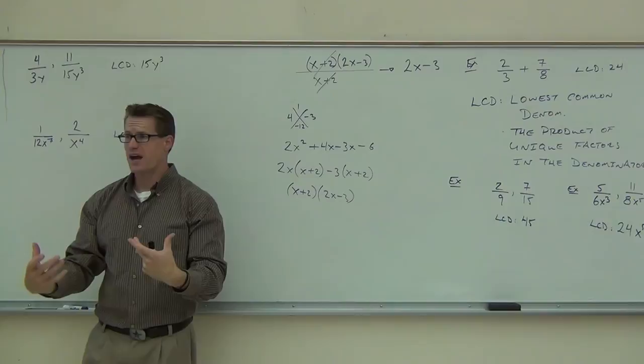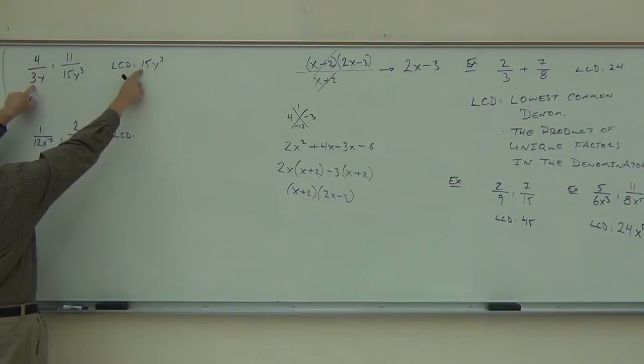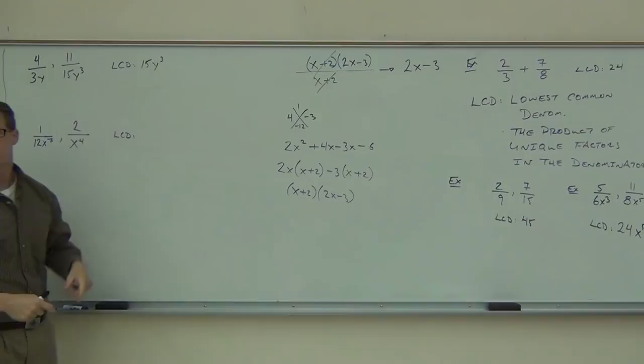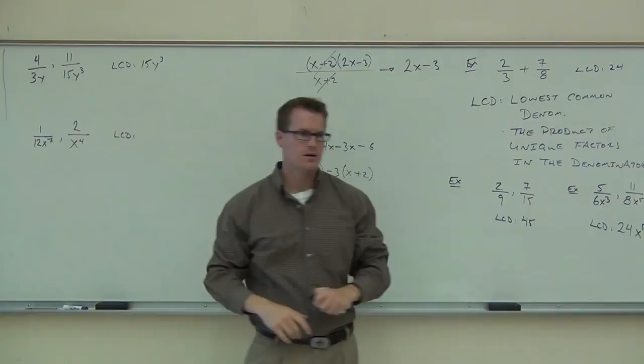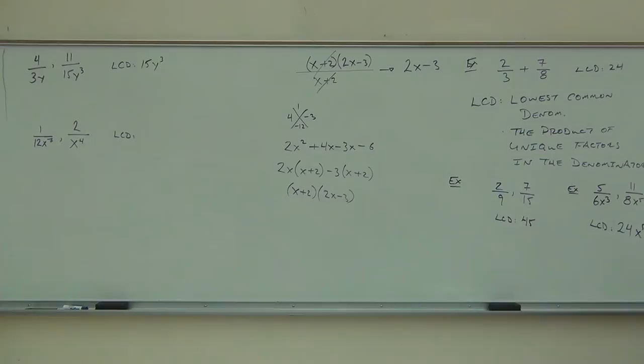So here we'd say, does it cover the 3? Yeah. 15? Yeah. And does it have at least a y? Yes, it does. Does it have at least a y to the 3rd? Yeah. That's what we're looking for. How many people understand this idea? Good. Go ahead and do the last one for me. I'm going to erase this and write a couple other problems on the board. So we're looking for the largest power of each factor.